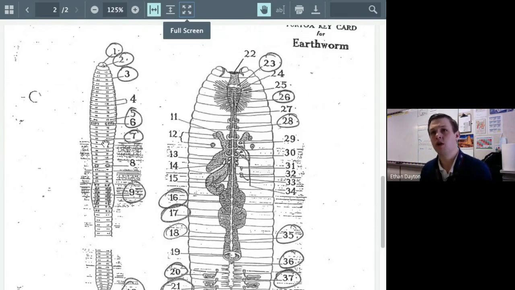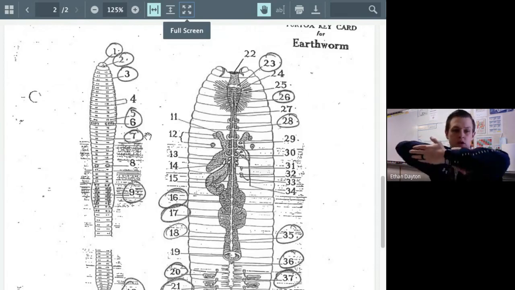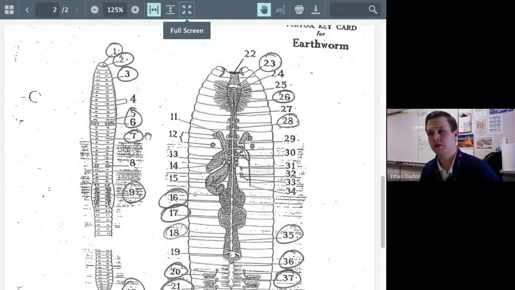And you need to know the openings to those on the external, so 5 and 6. That's the opening to the vas deferens and the oviduct, and that's where the hole is so that the sperm may enter each earthworm when they line up with each other in their tunnel or on the surface. Okay?